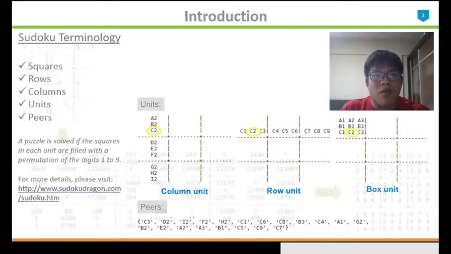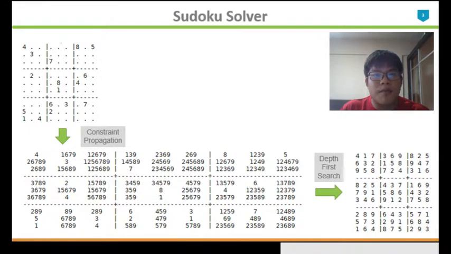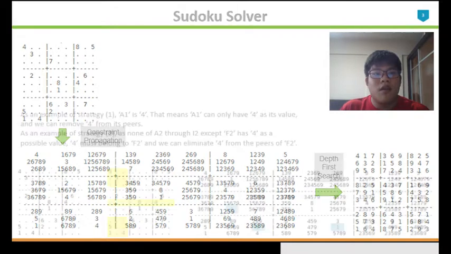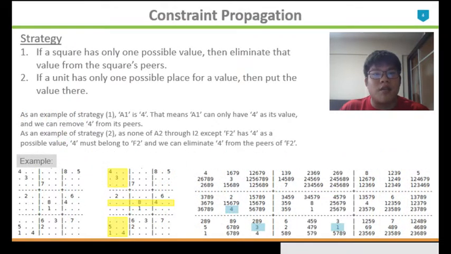The Sudoku solver consists of two steps: constraint propagation and depth first search. The next couple of slides will cover the details on the implementation for each step. Constraint propagation helps to greatly reduce the possible solution space and in turn will allow us to arrive at the final answer quicker. As an example, strategy 1: A1 is 4.